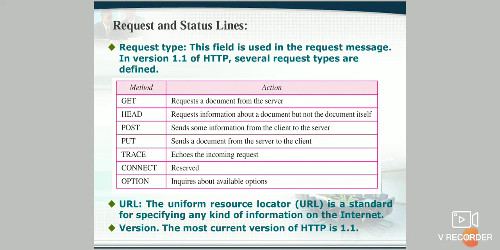Next is the URL, as we have discussed in the previous section. It is a uniform resource locator, and it is a standard for specifying any kind of information on the internet. Next is the version. HTTP uses version 1.1, and this is the most current version of HTTP.